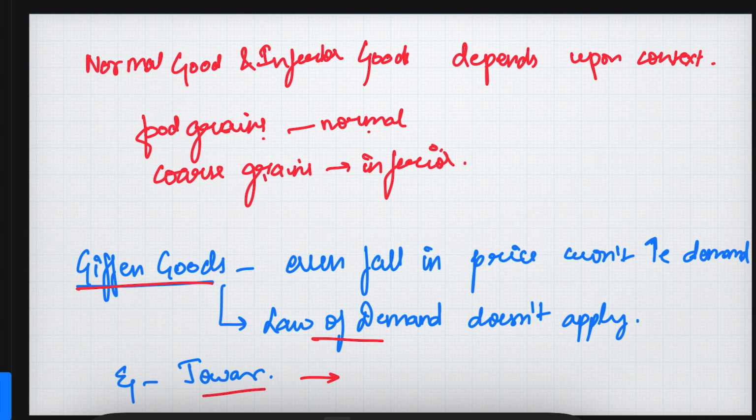Now let us consider the example of jowar. Jowar is a Giffen good. Jowar is usually consumed by low income groups, and it is mainly to satisfy your daily need of hunger. So there is a limit to which jowar can be consumed. So even if the price of jowar falls to a great extent, its demand won't see a dramatic rise because there is a limit to which jowar can be consumed.